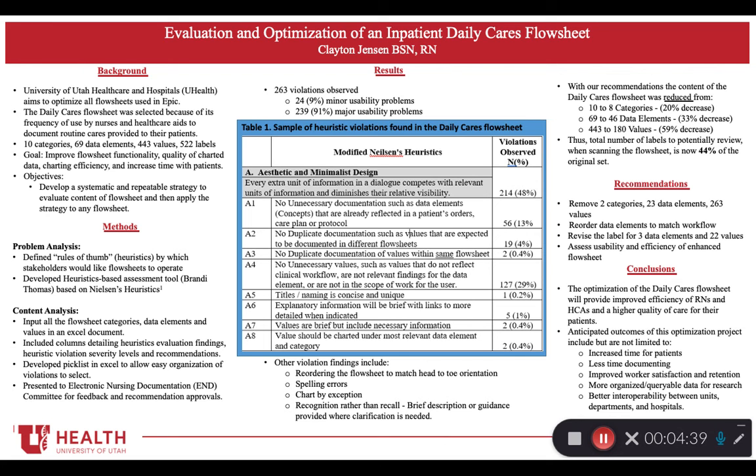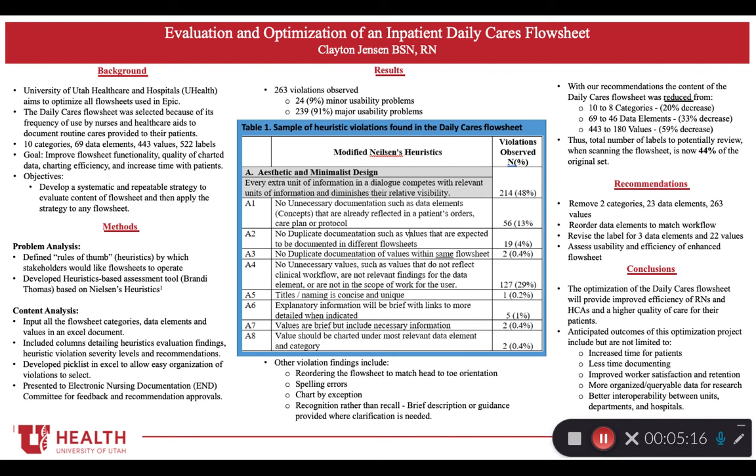Then we found violations related to spelling errors and charting by exception, which refers to having a set definition of what is considered normal, and then only charting that which is outside of normal, not normals. And then recognition rather than recall, which is providing brief descriptions to clarify what the nurse or healthcare aide is charting about when they do. We don't want them to have to try to remember what each thing they're charting means. So we provide a brief description.